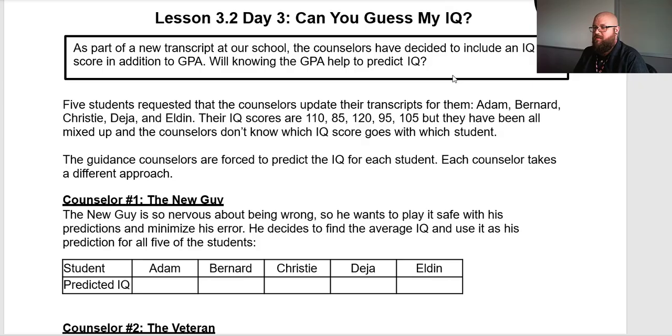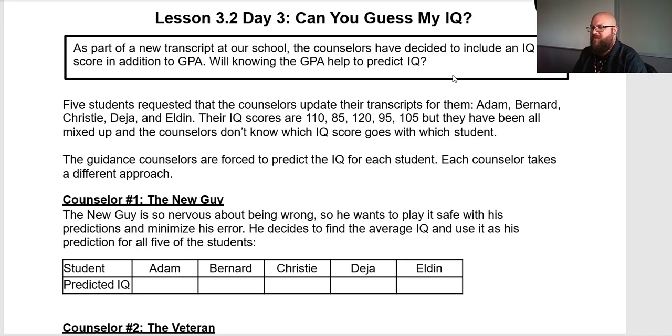So let's look into this. 5 students requested that the counselors update their transcripts for them: Adam, Bernard, Christy, Deja, and Eldon. Their IQ scores are 110, 85, 120, 95, and 105. But they have all been mixed up, and the counselors don't know which IQ score goes with which student. The guidance counselors are forced to predict the IQ for each student. Each counselor takes a different approach.